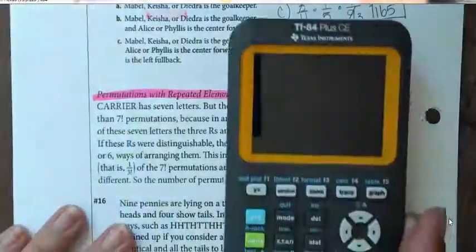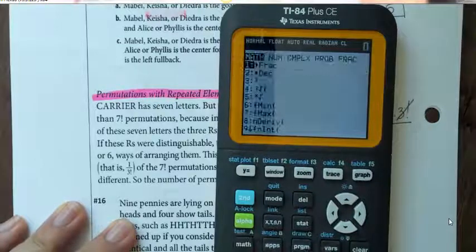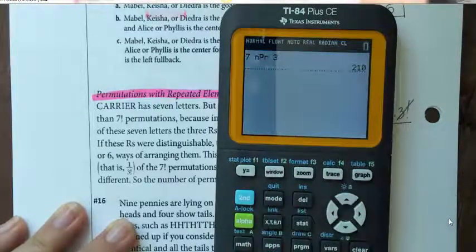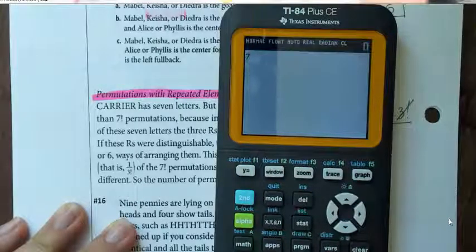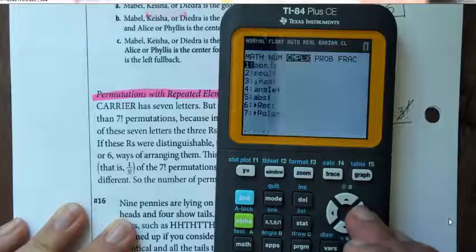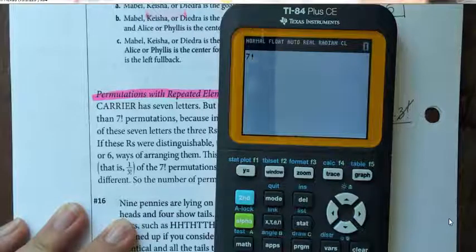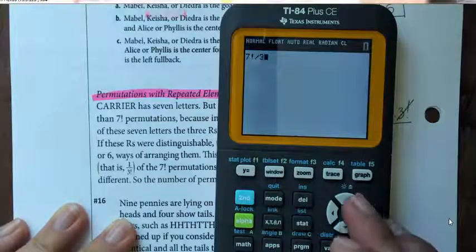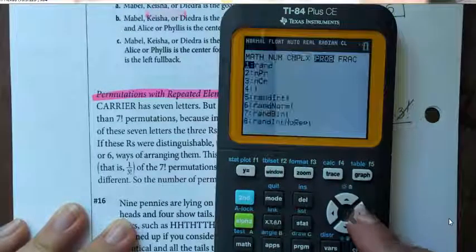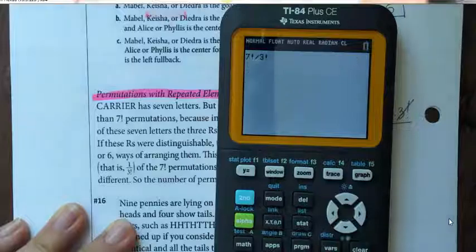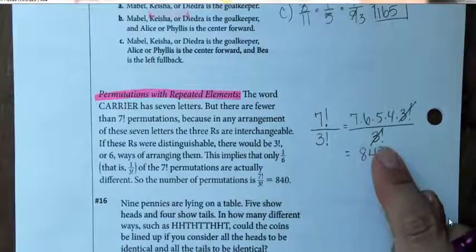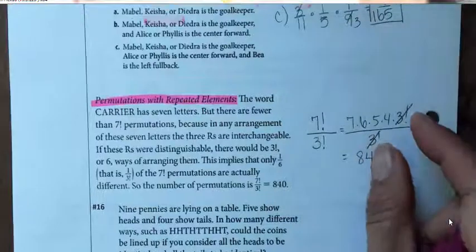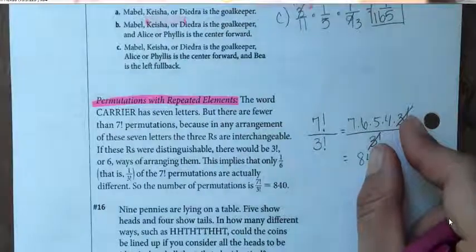Or you can also use your calculator. You go 7, and then math, and then probability, and then 4, okay? And then you divide that by 3, and then math, and then there's your 840 again. So you got a couple ways of going about doing that. Okay, make sure you can do it by hand, though, because there's going to be times where you're not going to be allowed a calculator. You're going to want to be able to do it like this, where you can quickly simplify.